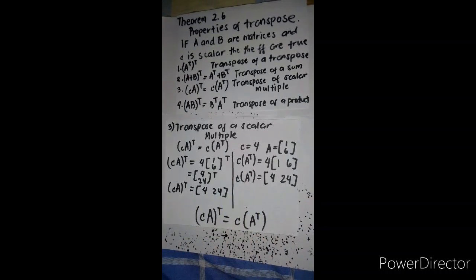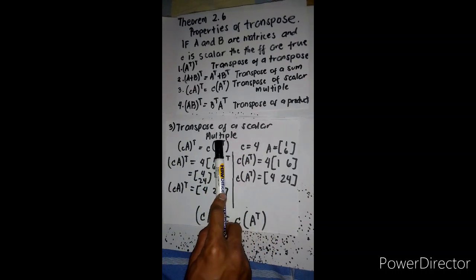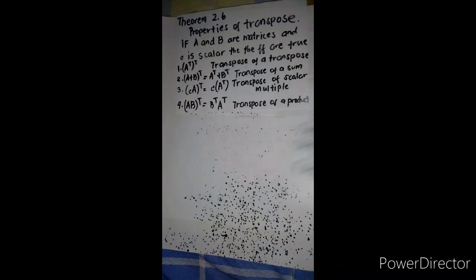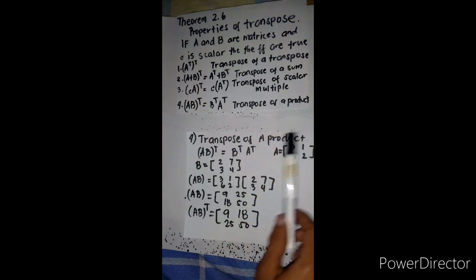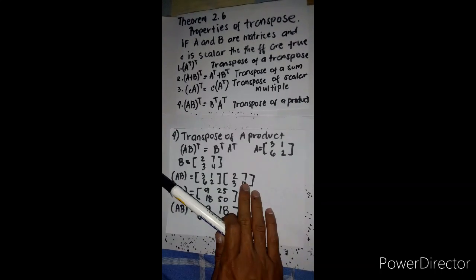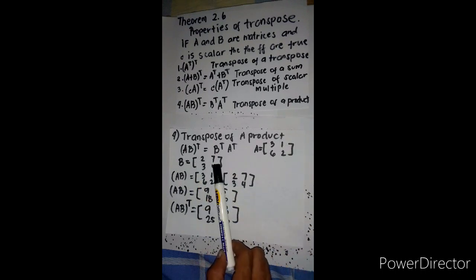That's our third property under theorem 2.6, which is properties of transpose, or property number 3, the transpose of a scalar multiple. For our last theorem, transpose of a product, we need to prove that quantity AB transpose is equal to B transpose multiplied by A transpose. We have a given value of matrix A: 3, 1, 6, 2, and matrix B: 2, 7, 3, 4.